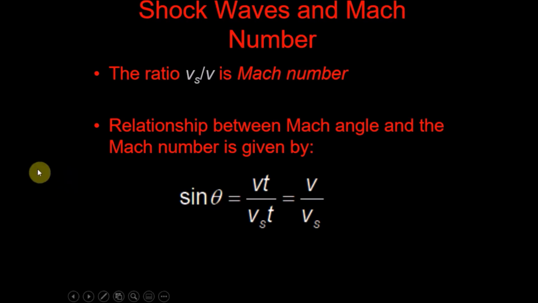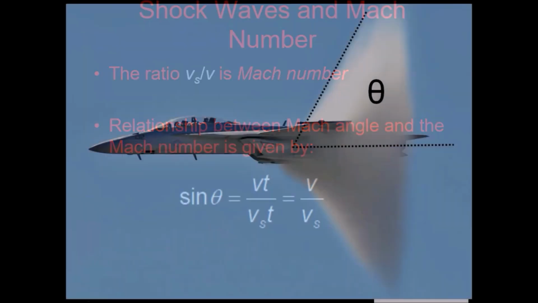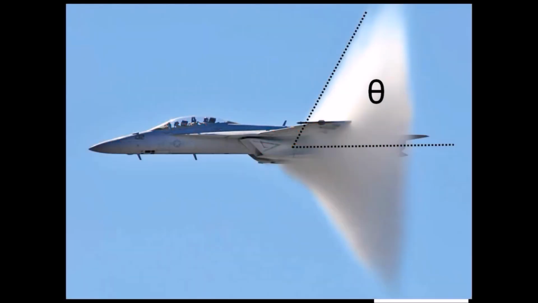So the relationship between the Mach angle and the Mach number is given by v times t over vs times t, or v over vs. The theta that we're referring to is this particular angle. And as you can see, this is quite accurate when we're talking about a vehicle exceeding the speed of sound. Here a plane is exceeding the speed of sound, setting up a shock wave, and we have a lot of energy expended in this particular shock wave, and that's causing this condensation in the wake of the vehicle.